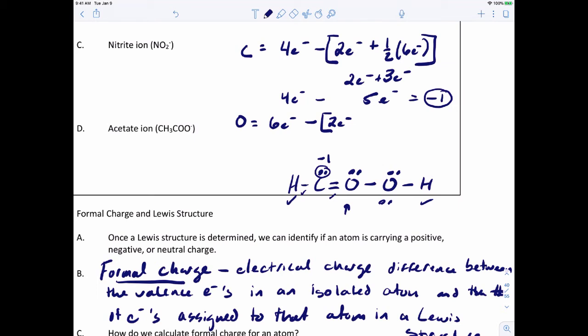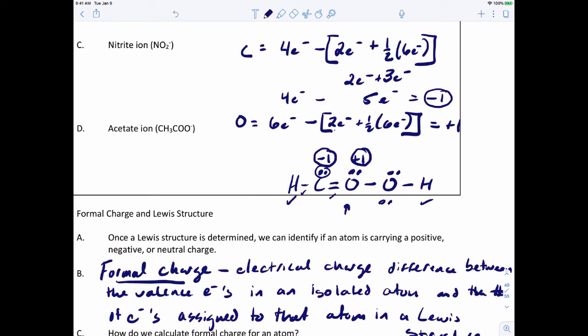How many bonding electrons do we have? Again, just like carbon, we have 2 in the double bond, so that's 4, plus a single bond, that's 6. So we're going to write half of 6. Half of 6 is 3, plus 2 is 5. 6 minus 5 gives us a positive 1. So not only is carbon taking a negative 1 charge, but oxygen, which is a very electronegative atom, is now taking a positive charge.